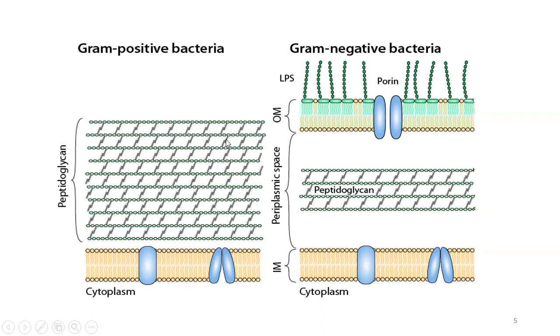So this is the cell wall of the gram-positive bacteria, which you're going to find as thick, multiple rows of peptidoglycan, and the antimicrobials that kill the gram-positive bacteria will be acting on cleaving or breaking down these cross-links between the peptidoglycan rows.